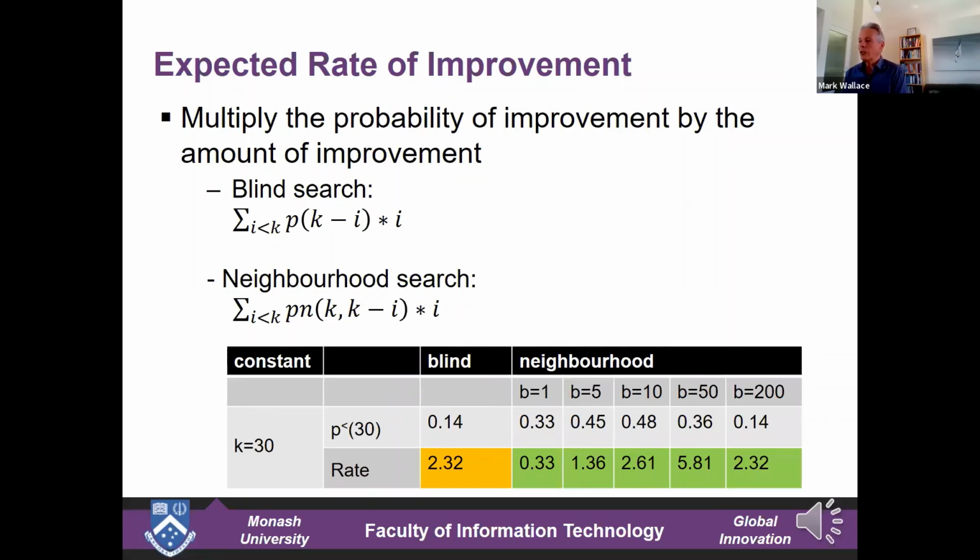And now, if we look at B equals 200, you get the same two values. If you go all the way down to the tightest neighbourhoods where the neighbours can only have a maximum difference of 1, the amount you can improve is only 1. So the probability of improvement and the amount you improve are the same value, which is less than the rate of improvement with blind search. So it's only when b equals 10 in this problem set that the rate of improvement with neighbourhood search exceeds that of blind search.